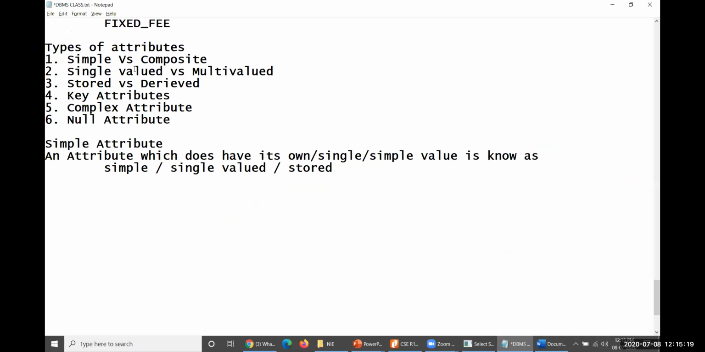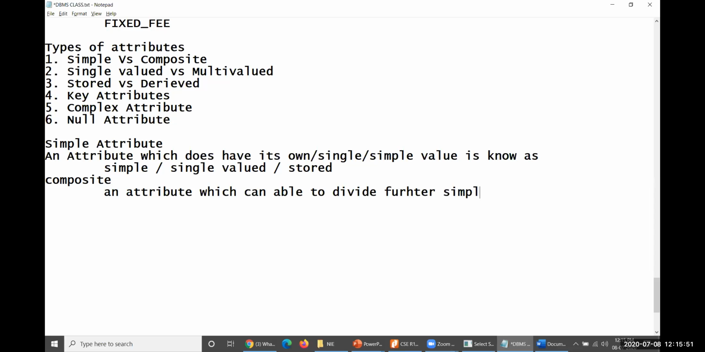Now, composite. What do you mean by composite here? Composite in the sense, an attribute which can be divided further into simple attributes. They can be split into many simple attributes. Such kind of attributes are called composite attributes.